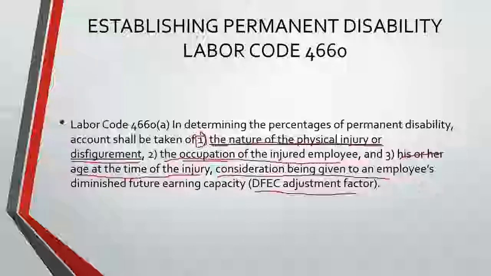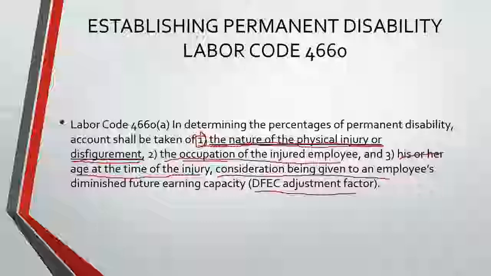So numbers 2, 3, and 4, the occupation, the age, and the diminished future earning capacity adjustment factor, those are all taken care of down at the Disability Evaluation Unit. So the Disability Evaluation Unit relies upon the qualified medical evaluator's permanent impairment rating in order to apply the occupation, in order to apply the age, and in order to apply the adjustment factor to the impairment rating to come up with a final disability rating.